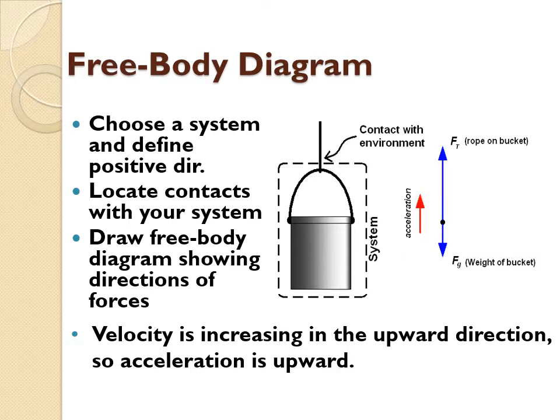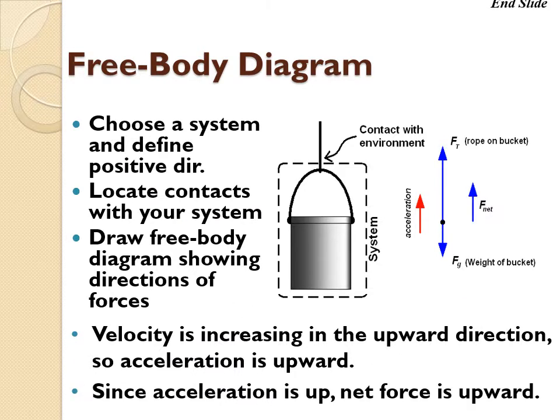If the acceleration is upward by Newton's second law, that means the net force is upward as well. If the net force is upward, then the upward force has to be bigger than the downward force. So force of tension actually has to be bigger than the force of gravity. So going through this again, velocity is upward and velocity is increasing. That means acceleration has to be upward. If acceleration is upward, by Newton's second law, net force has to be upward.